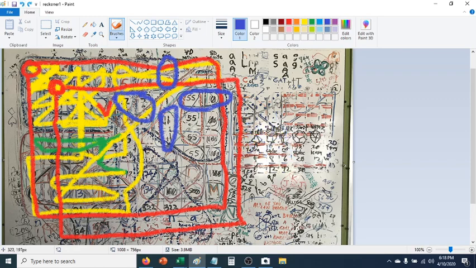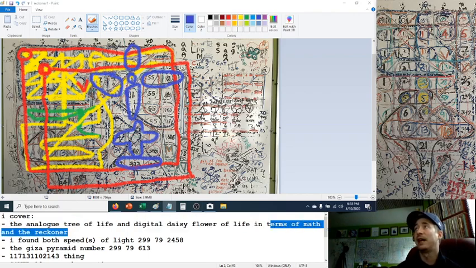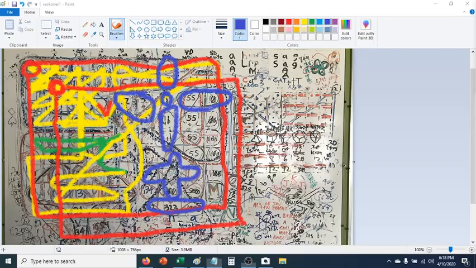So let me just finish off the digital daisy here. And our dirt. Gotta have the dirt centered on 322 ego. Anyway, you can have the center or not. I don't care. That's what we're talking about: the analog tree of life, and the digital daisy, flower of life, in terms of math and the reckoner. I think we did that. I think we get it.